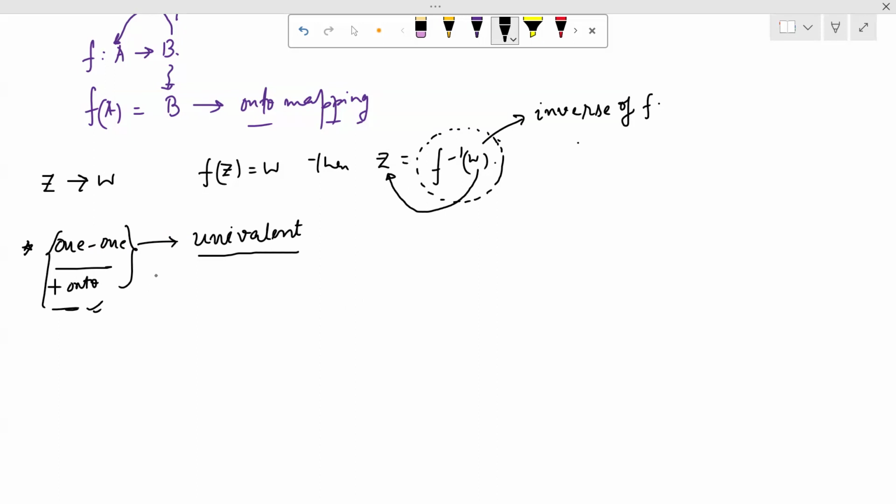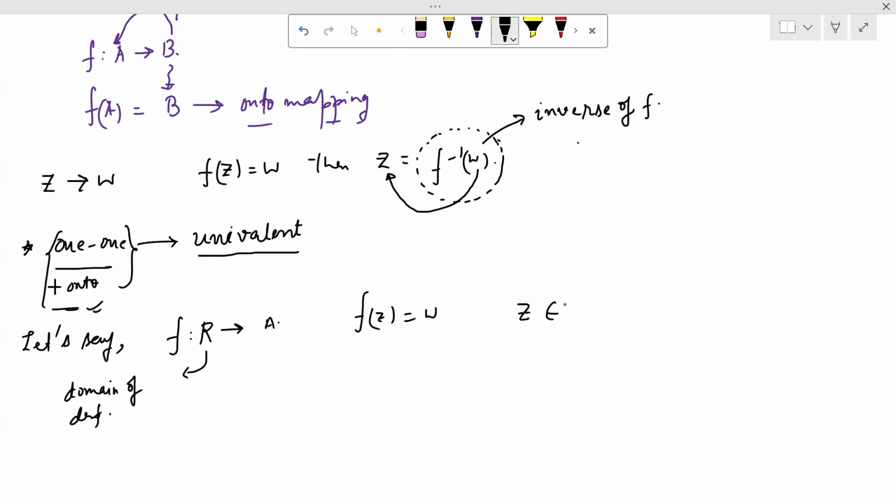So let us say, inverse I have already defined. Now let us say that the function is defined from R to A. Here R is the domain of definition. That is f(z) is equal to W.